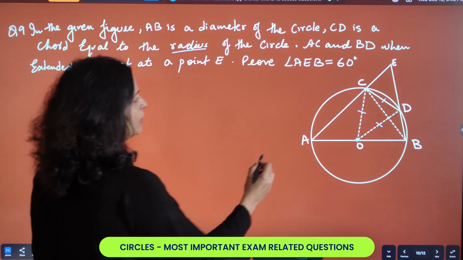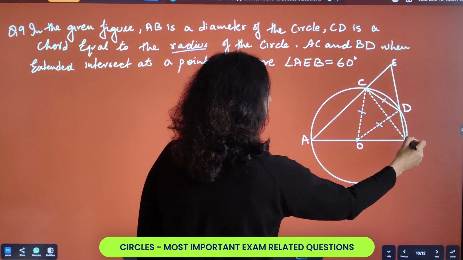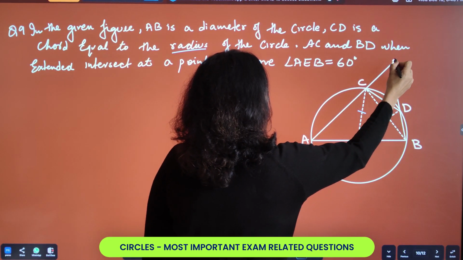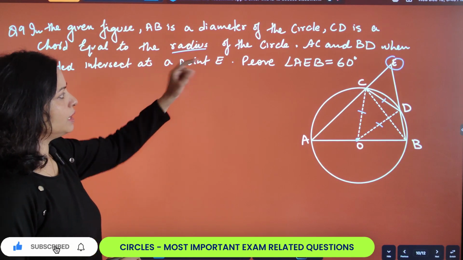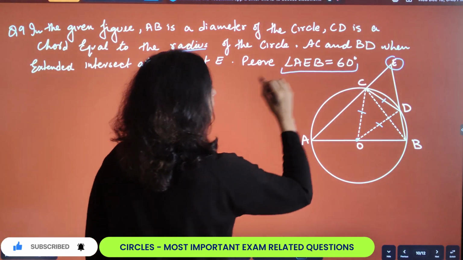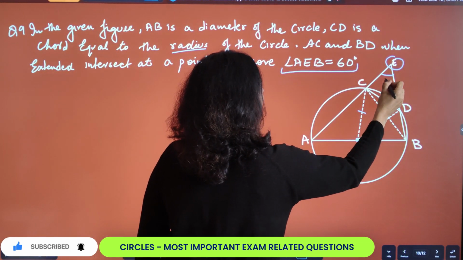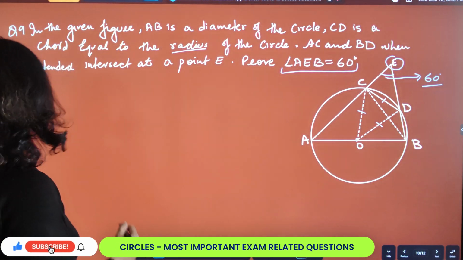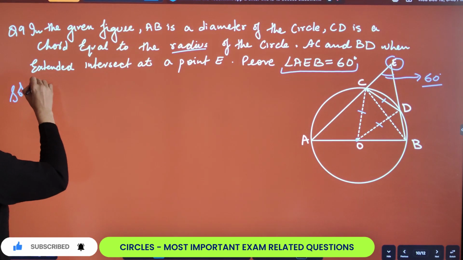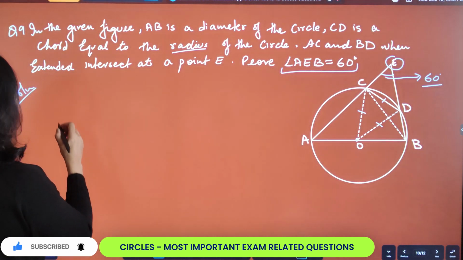And AC and BD, so AC is a chord, BD is also a chord. When they are extended, they are meeting at E. Okay, when they are extended, they intersect at a point E. So you have to show that AEB, this angle, you have to show to be 60 degrees. Okay, so how do we show that? We will see.